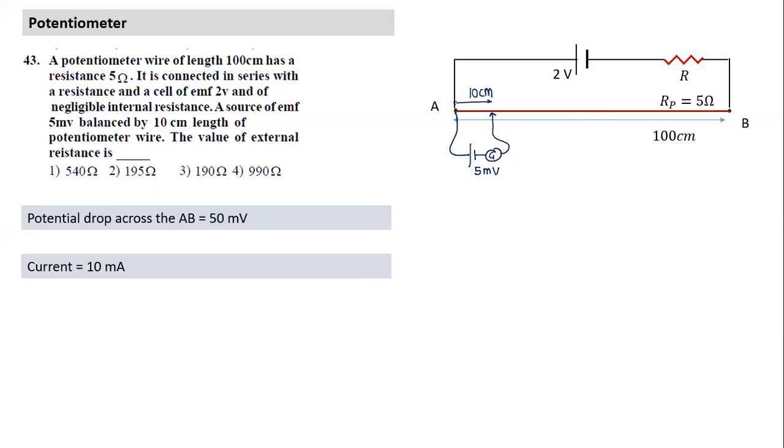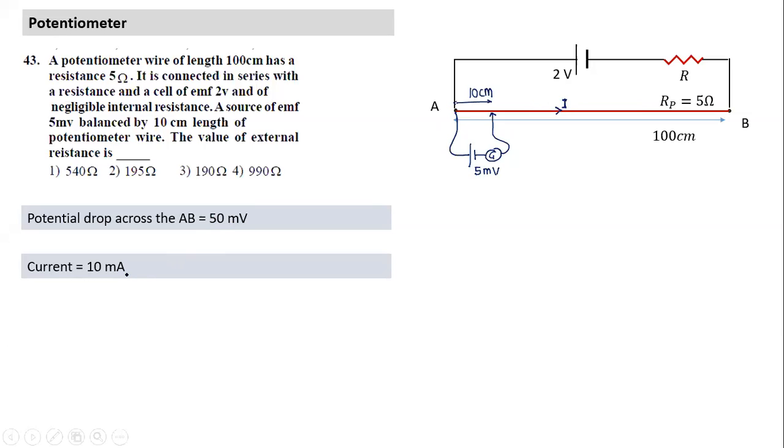Yes. So once we know the resistance and the potential difference, I can find out the current flowing through this wire. How much current will pass through the potentiometer wire? I will be equal to V by R. So V is 50 millivolts and we divide by 5 ohms, we get current equal to 10 milliampere.